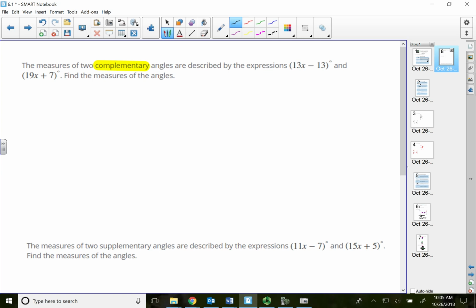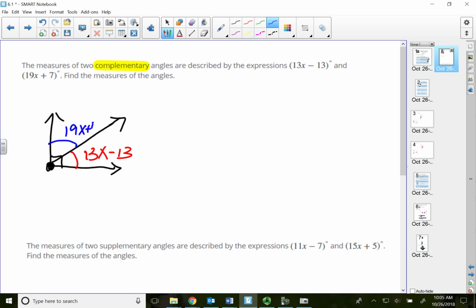So we know the two angles. Okay, let me draw it out for you. Complementary means two angles together is equal to 90 degrees. So let's say here's a ray that divides up two angles within this 90 degrees. Let's say one of them is 13x minus 13. The other angle is 19x plus 7. So these two angles are complementary to each other. That means these two angles together have to equal 90 degrees. And we use that concept to help us set up our equation so we can solve for x.